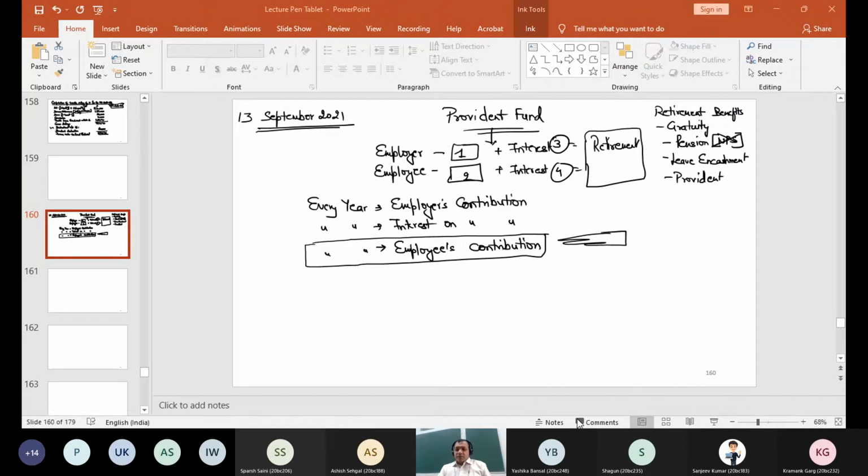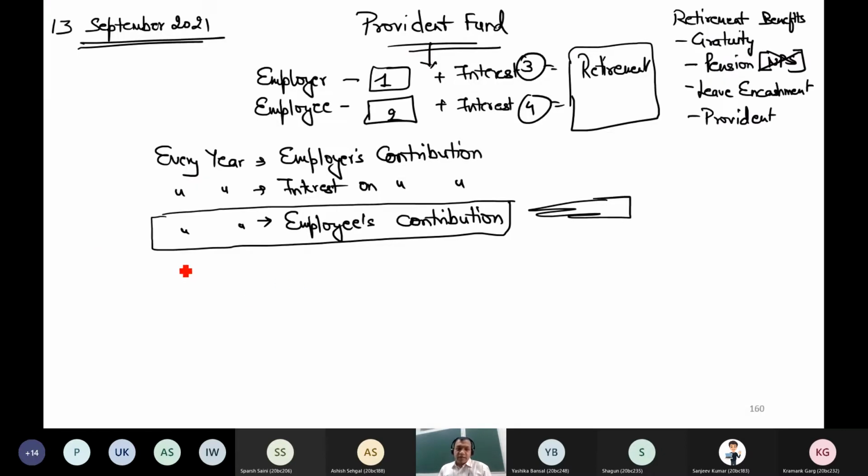But whatever interest he will get every year, whatever interest he will get, interest on the employee's contribution, don't you think that is an income? Yes or no?